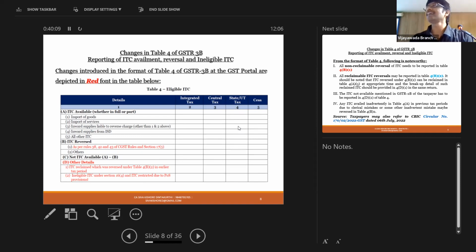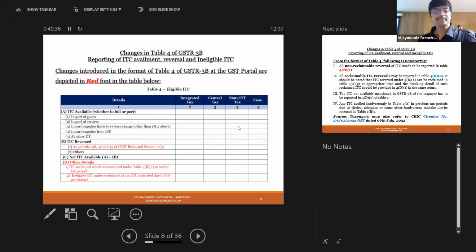And what is manual entry? It will not auto-populate any data, like import of services. You need to punch the figure. See, RCM supplies procured from unregistered parties: hard punch, manual entry, or auto-population? Manual only, because the other party will not have a GST number. With flag of reverse charge, yes, he cannot file.